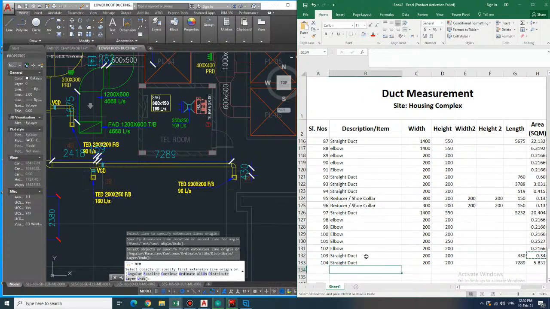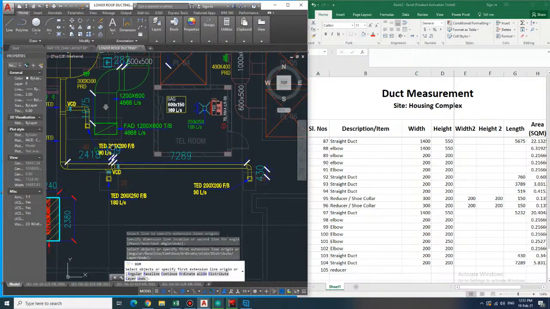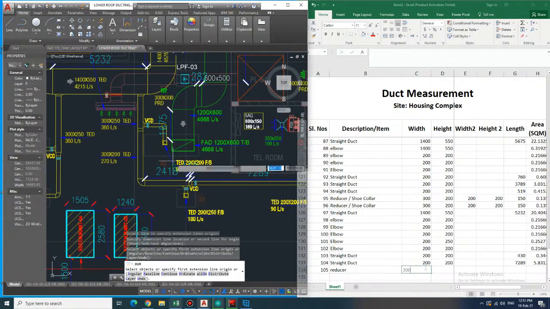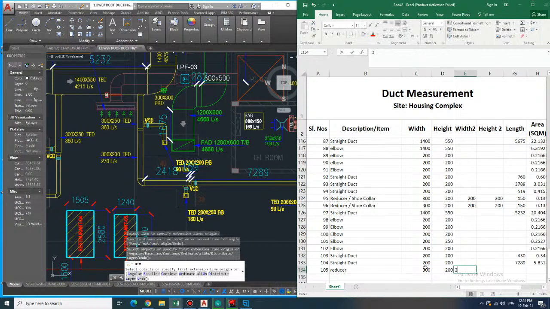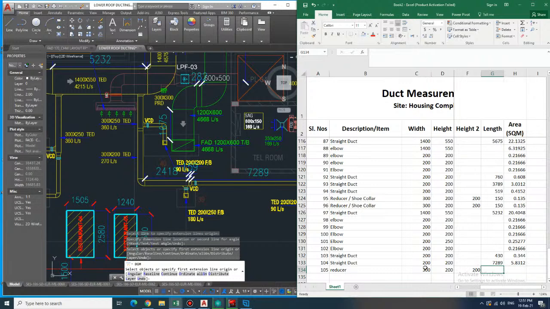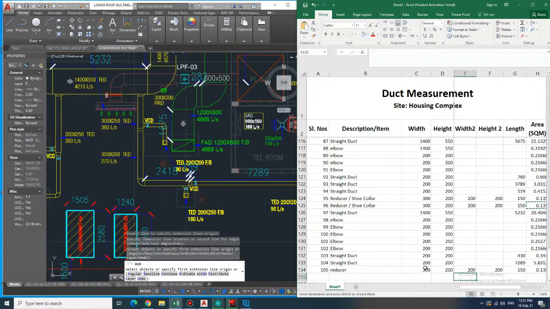Next is the reducer. 105 with the reducer. So the reducer size will be, we need to check, 200 by 200, length will be 150. Sorry, reducer equation is here. We are applying that equation to here. 106.